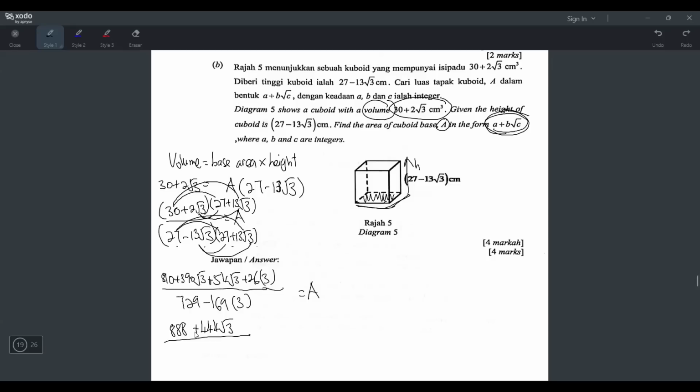You will get 200, wait, 222, yeah, 222. So this is 222 equals to A.